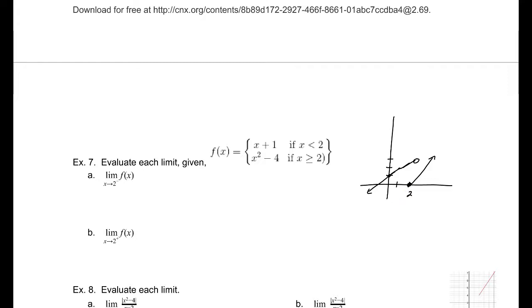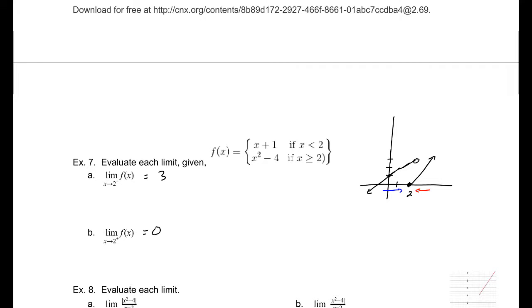As we come from below 2, the part that we are considering for part A is coming in this direction. If we're coming from that direction, the y values appear to approach 3. All right, simple enough. Well, what if we're coming from above 2? That would be the limit from the right. That appears to be approaching 0, so our limit is 0.